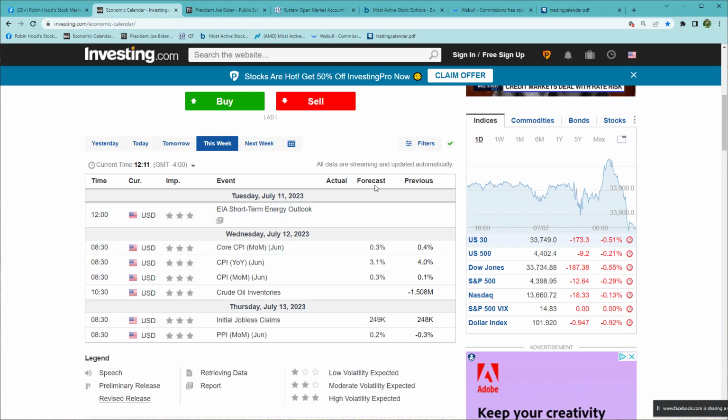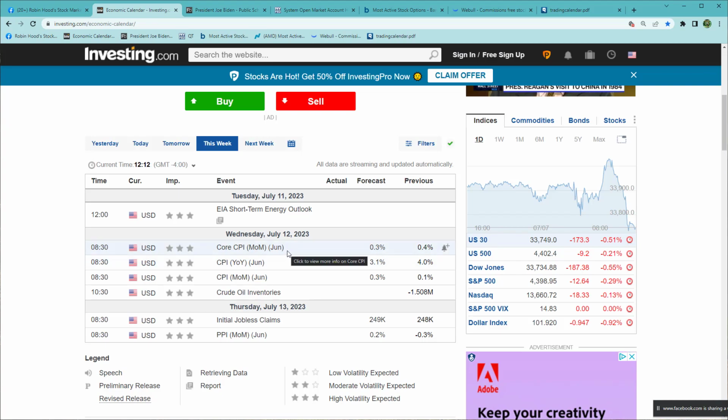you have to look at the forecast versus the previous. Is it more than or is it greater than? Because it depends on what we need. Typically, if it's more than, it's usually bullish, or if it's less than, it's usually bearish. But in some cases, bad news can be good news, and that's where we may see that in this situation.